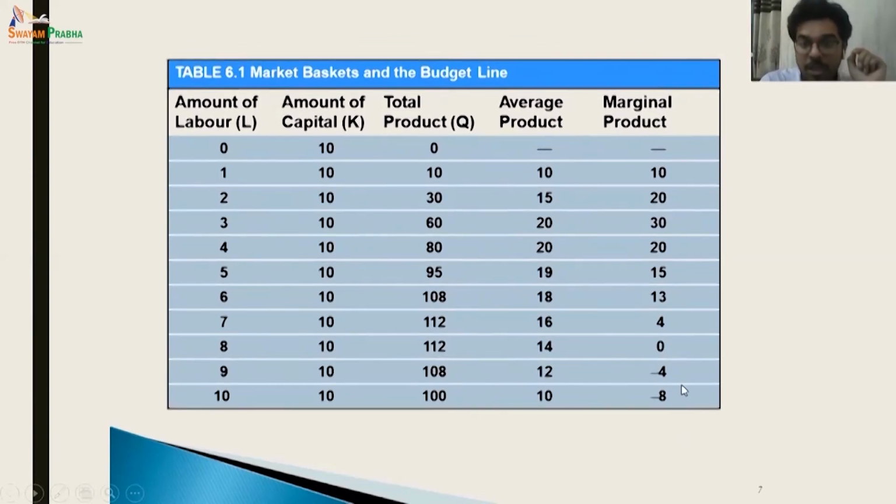And what do we observe? We observe that where total product is similar, even after increasing 1 extra labor force, total product is not changing. Then it is going to be 0. 112 minus 112 is 0, divided by 8 minus 7, which is 1. So 0 by 1 is 0. And then 108 minus 112 is minus 4, divided by 9 minus 8. Then 100 minus 108 is minus 8, divided by 10 minus 9. And it starts falling faster.